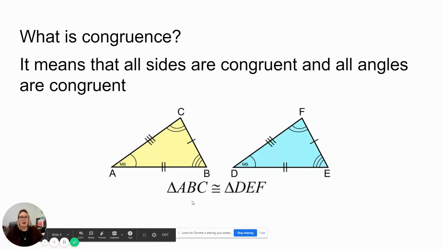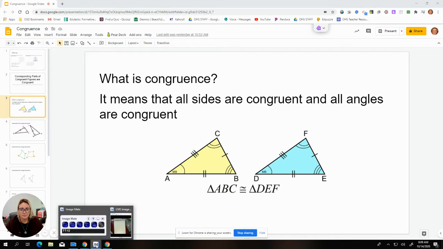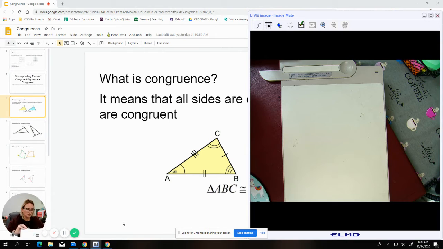So the first thing we're going to talk about is what is congruence, okay? In order for something to be congruent, that means all the sides and all the angles are congruent. If you look at this figure, it tells you triangle ABC and DEF, and you'll see that they are showing you which angles are the same based on one line, two lines, or three lines, and same with the sides. So let me actually pull up my screen so I can emphasize this a little bit to you.